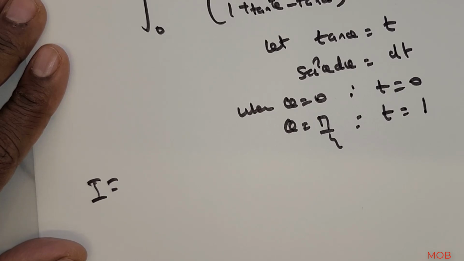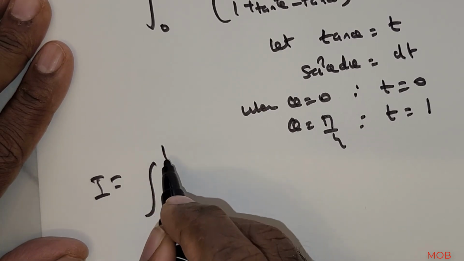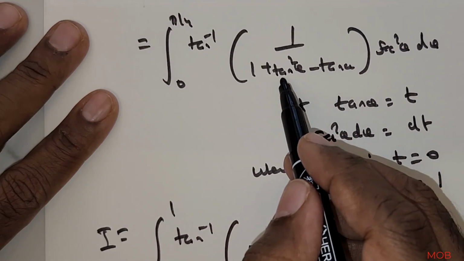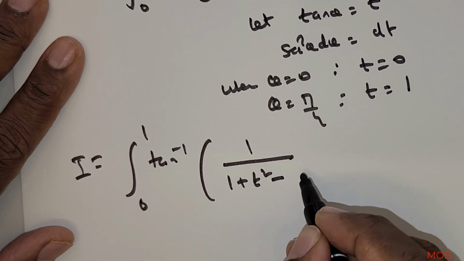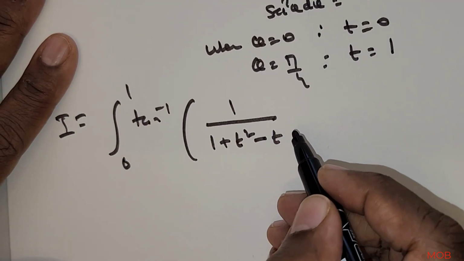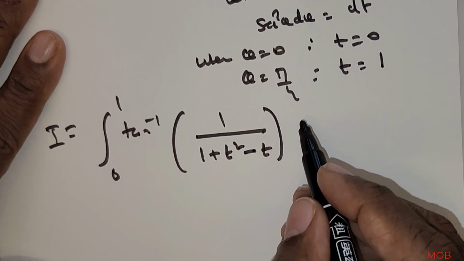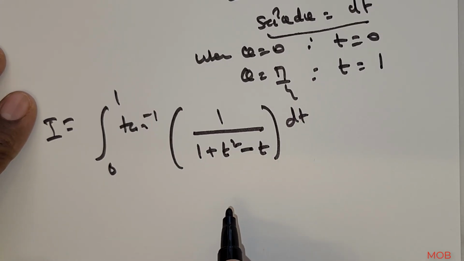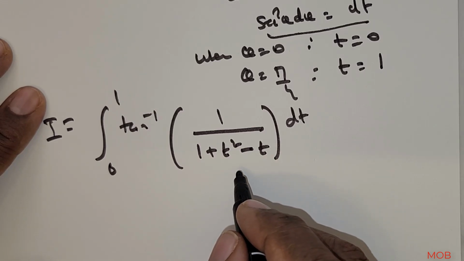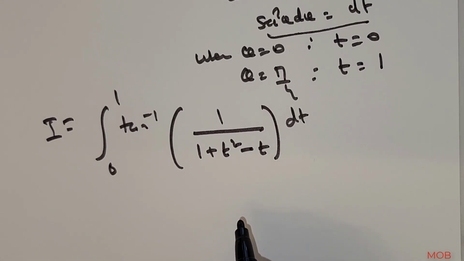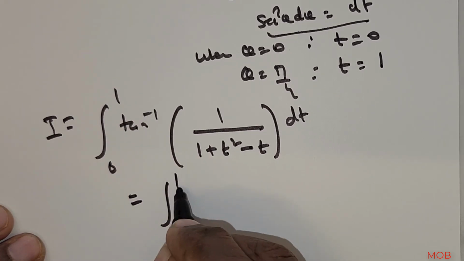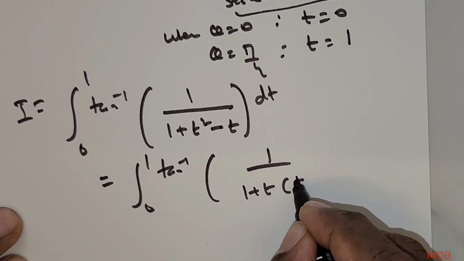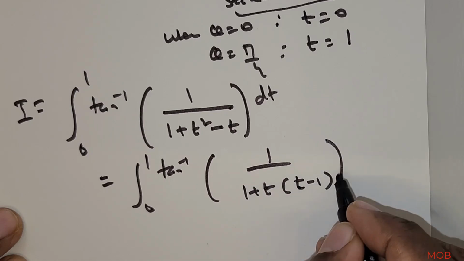So the integral is now I is equal to integral 0 to 1 of tan inverse of 1 over 1 plus t squared minus, in place of tan theta it's t, times secant squared theta d theta, which is dt. Now I would like to take t out. So this is equal to integral 0 to 1 of tan inverse of 1 over 1 plus t times (t minus 1), and then you have dt.